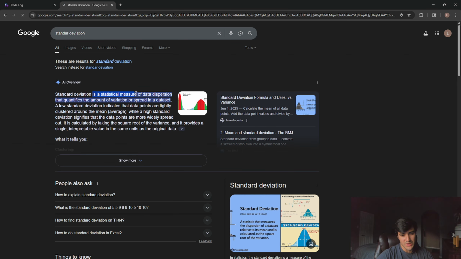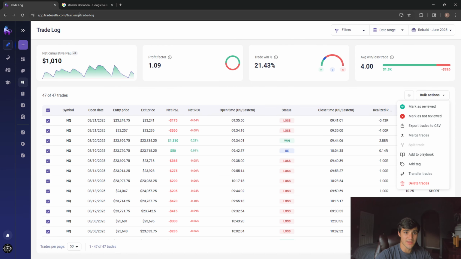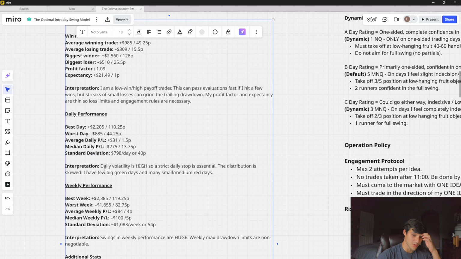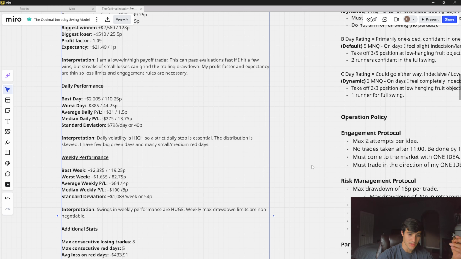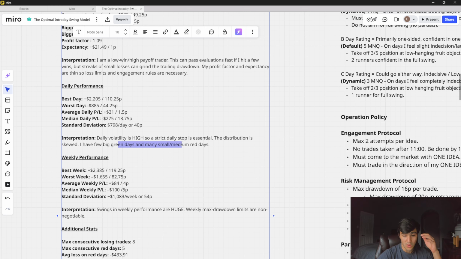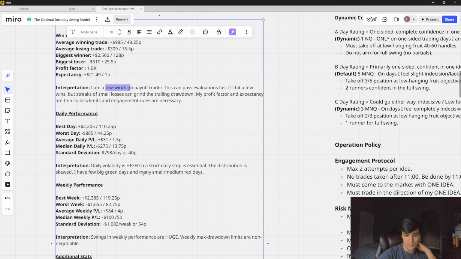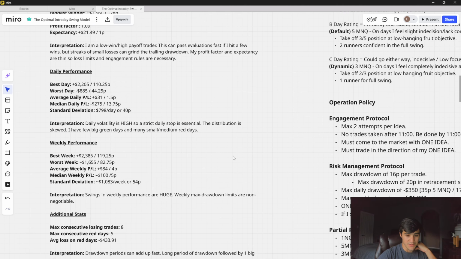Standard deviation is a statistical measure of data dispersion that quantifies the amount of variation. The amount of variation, basically. So this is what standard deviation is going to measure, the amount of variation in my data. So you can see that the variation is 40 points, which is quite a bit. So the interpretation is daily volatility is high, so a strict daily stop is essential. The distribution is skewed. I have a few big green days and many small/medium red days. This goes with the same thing right here, right? Low win, high payoff trader, many small to medium red days.